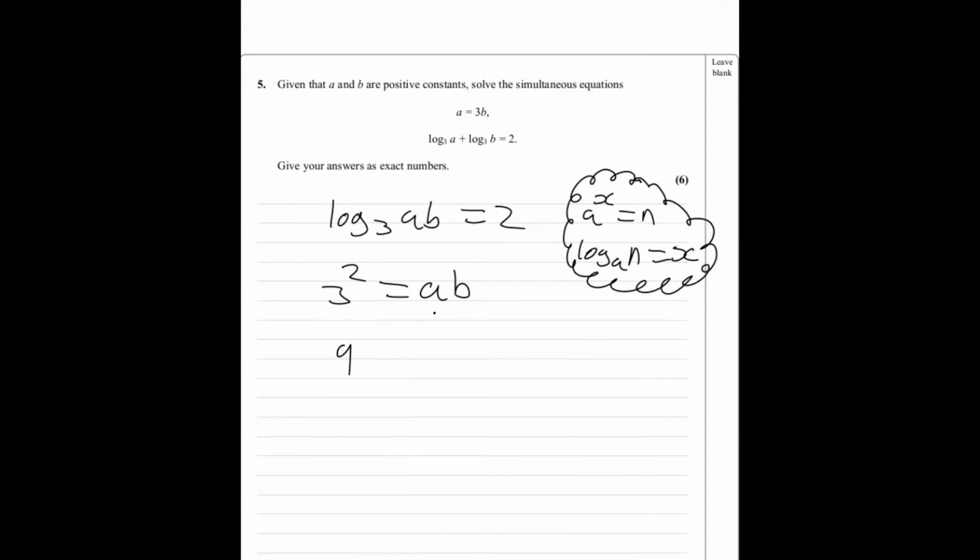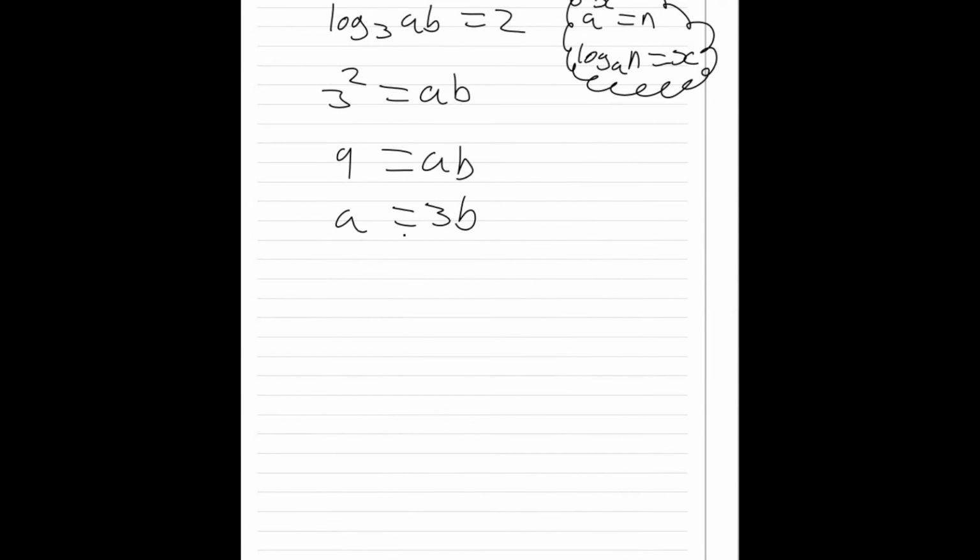Then what we can do is square 3. So when we square 3 we get 9. So 9 is now equal to ab, and if we write this one in here, a is equal to 3b. So now what we want to do is create a common thing so we can equate them.